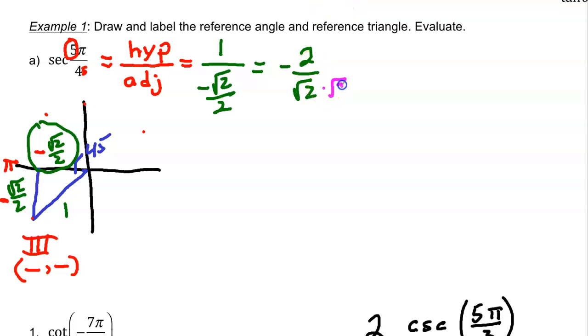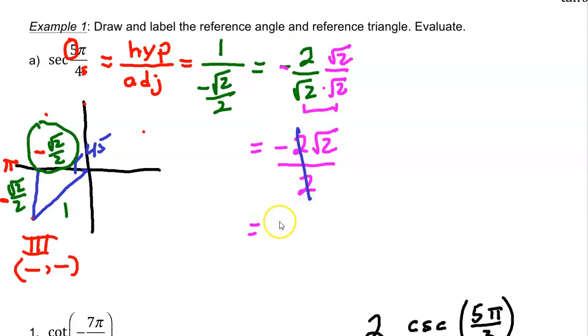So let's multiply by root 2 over root 2. And we got negative 2 root 2 on top. And on the bottom we got root 2 times root 2, which is just 2. So that simplifies even more. All right, 2 divided by 2 equals 1, cancels out. So we have negative root 2 as the secant of 5 pi over 4.